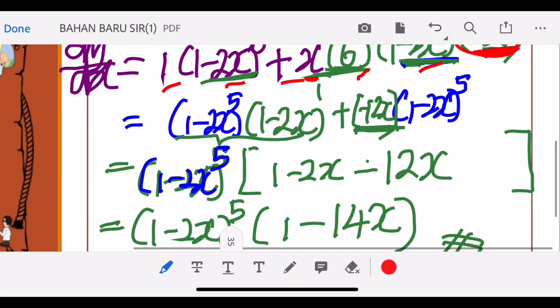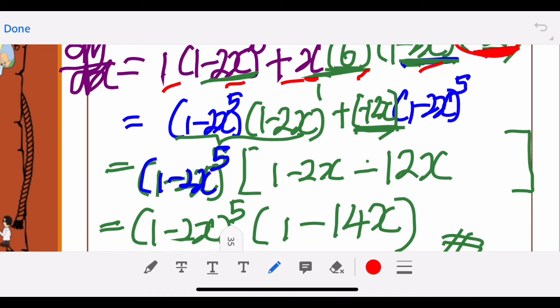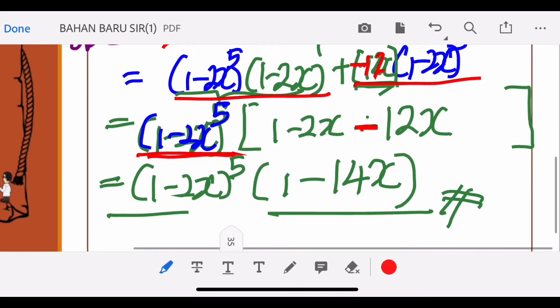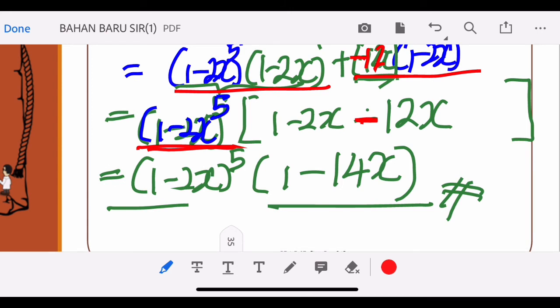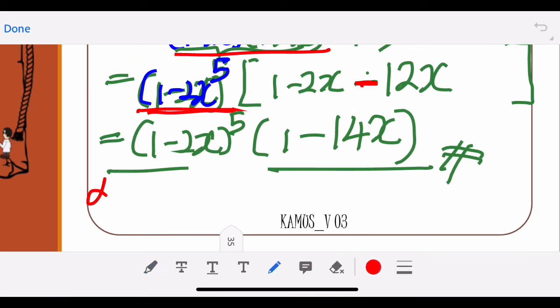Alright, so now we just focus on simplification. So this one we factorize. It's power 6, right? But I want to factor out (1 minus 2x) power 5. So that's how I do: I find out the common factor, I put aside. So the remaining, the green color, is inside the rectangle bracket. This is negative 12x, okay? Negative 12x. Alright, so finally you just simplify the rectangle bracket. So the answer is (1 minus 2x) power 5 and then (1 minus 14x), which is the final and beautiful answer.